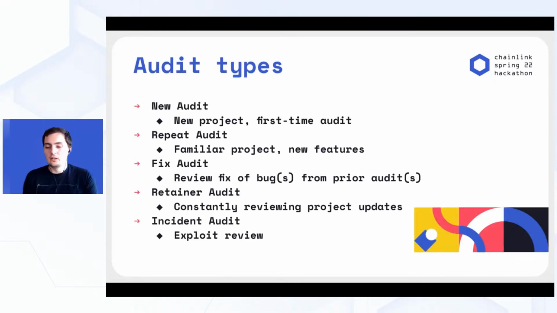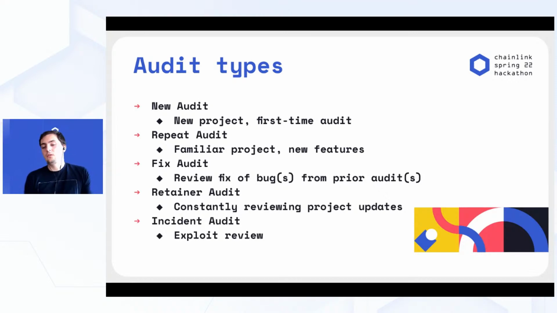There are several audit types. First, we have the new audit. A new audit is when you have a new, first-time project and we are doing the first-time audit. This is the longest one, of course, because the auditors need to understand your protocol and your project, with documentation, by interviewing you about what you're doing here, what your idea is, etc. Then they need to get familiar with the code base, and so on and so forth.